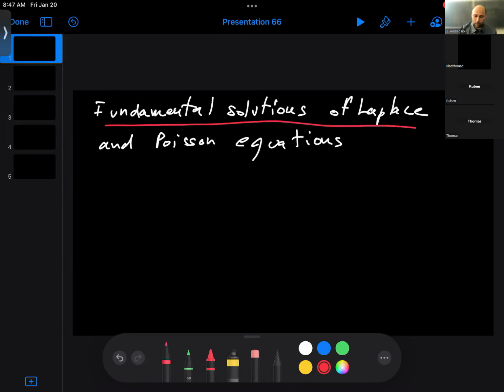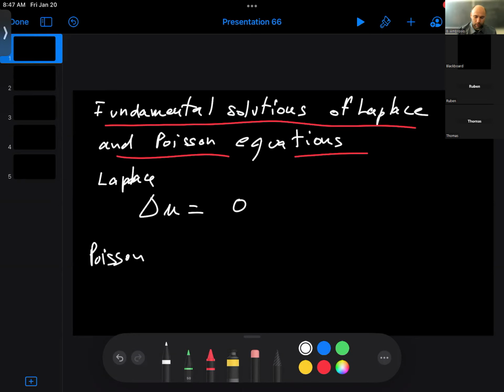So I recall that the Laplace equation is Laplacian u equals 0. And Poisson is Laplacian u equals f. So yeah, let's say you work on some domain omega, which is an open bounded set included in R^n.